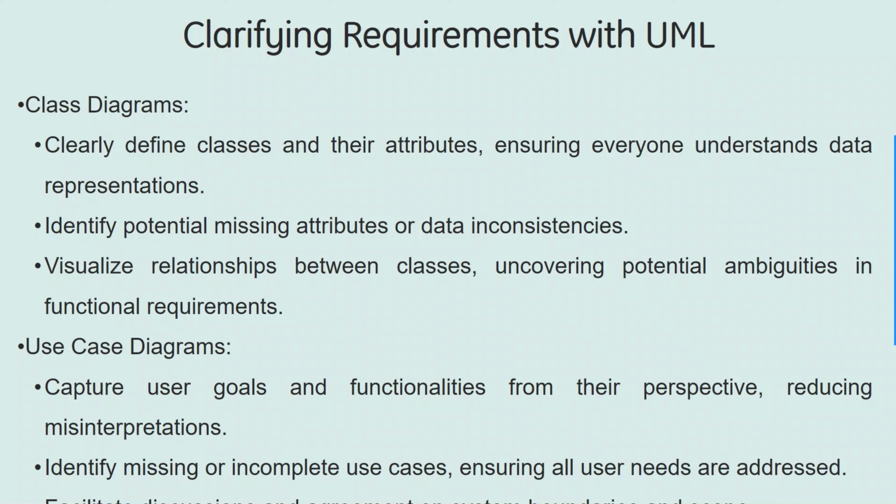Next, we have clarifying requirements with UML. For class diagrams, we clearly define classes and their attributes, ensuring everyone understands the data representation. Then we identify potential missing attributes or data inconsistencies. Then we visualize relationships between classes, uncovering potential ambiguities in functional requirements. Then for use case diagrams, we capture user goals and functionalities from their perspective, reducing misinterpretation. Then we identify missing or incomplete use cases, ensuring all the users' needs are addressed.